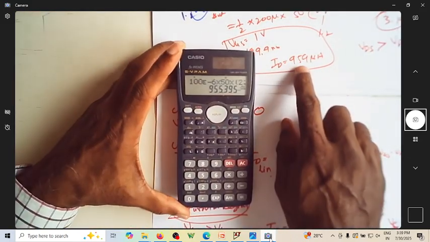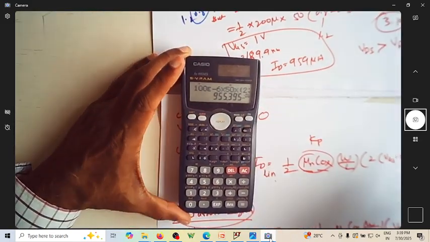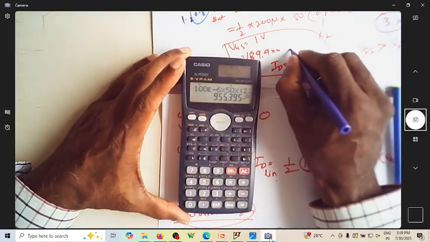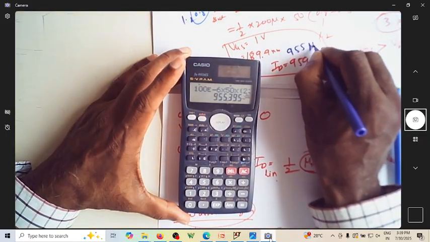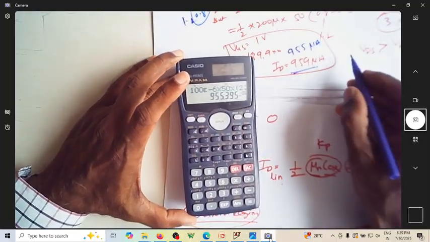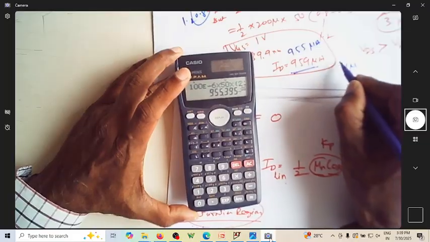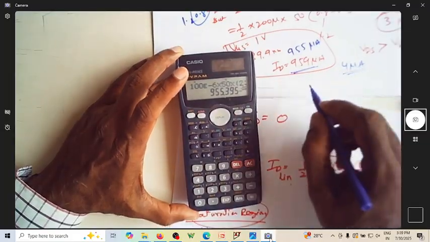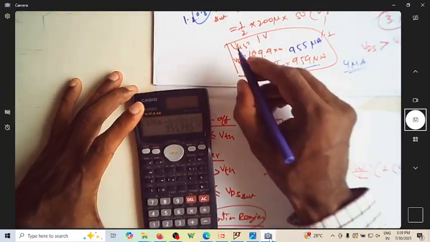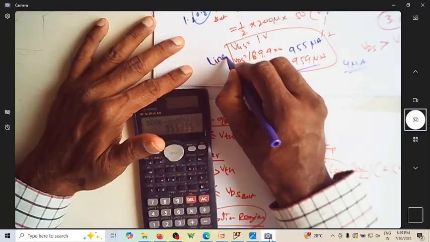How much was the current in simulation? You can see you have 959. So using calculation, we are getting a current of 955 microampere. In simulation, I got 959 microampere, hardly 4 microampere difference from equation to simulation. This is almost equal, so this is in the linear region.